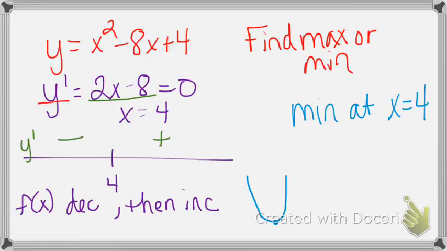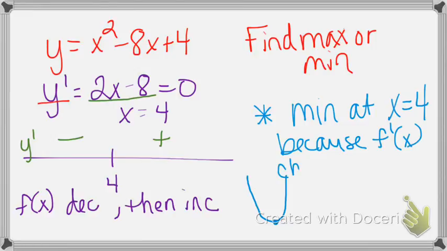Now, on all of these problems, when you say the answer, you have to have a reason. So there's a min at x equals 4 because f prime of x changes from negative to positive. There's no maximums. A maximum would mean that f prime of x would change from positive to negative.